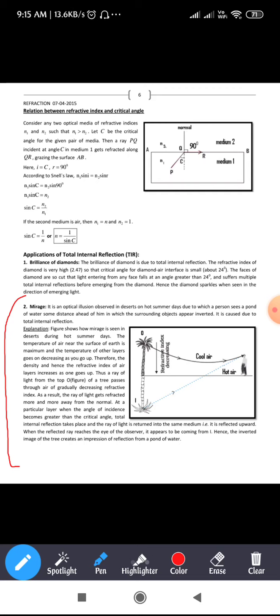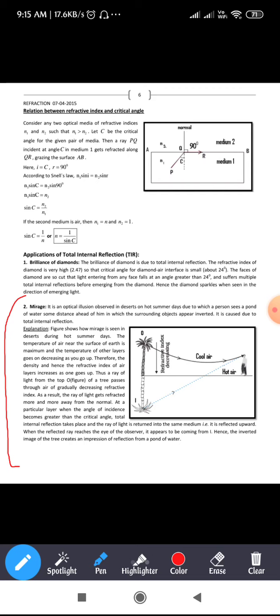Figure shows how a mirage is seen in deserts during hot summer days. The temperature of air near the surface of earth is maximum, and the temperature of the other layers goes on decreasing as you go up. Therefore, the density and hence the refractive index of air layers increases as one goes up.